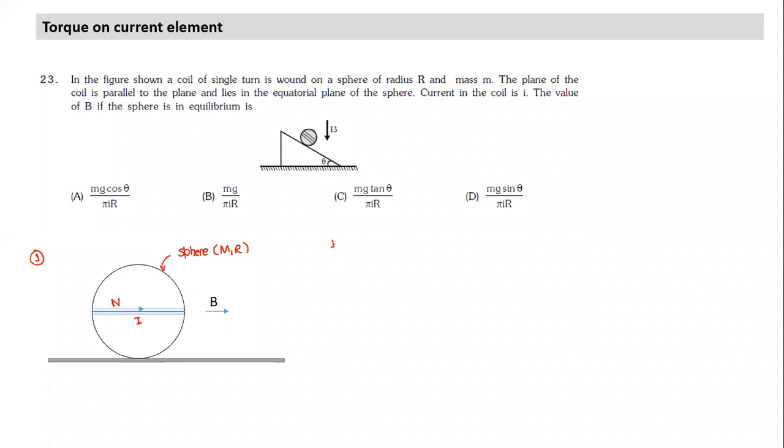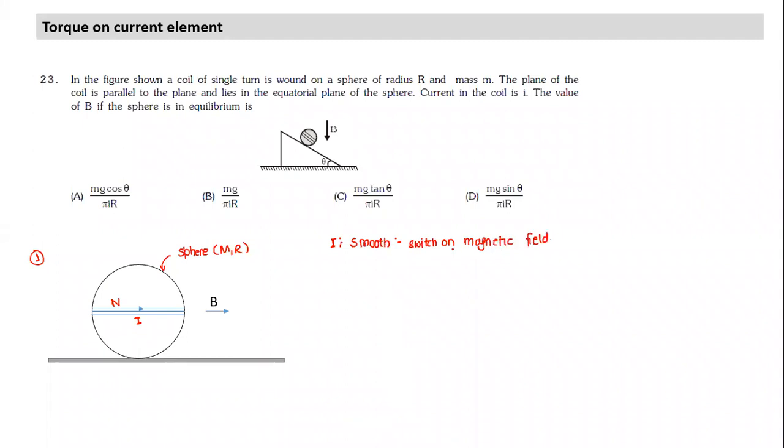First case, the surface is smooth, and the moment we switch on the magnetic field, what will happen? There'll be a rotation. So let's try and understand. There are two ways to understand.